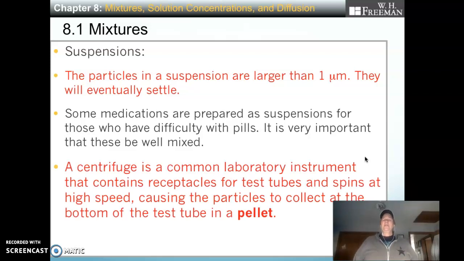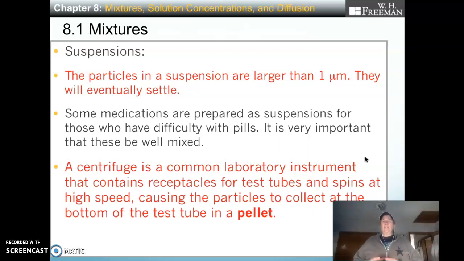One of the ways that they can separate out stuff in suspension is a centrifuge. You know, those big spinny things. You put the tubes around and it spins them around. The particles will settle out eventually, but this speeds up the process. In the bottom, they collect them, and usually it's called a pellet.